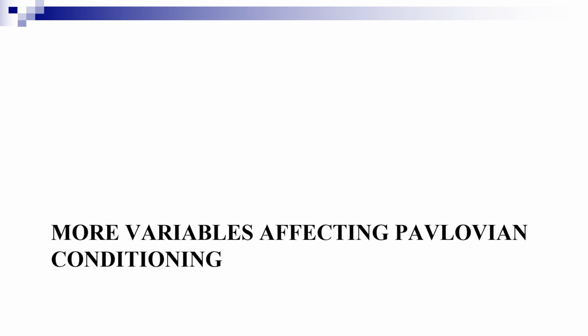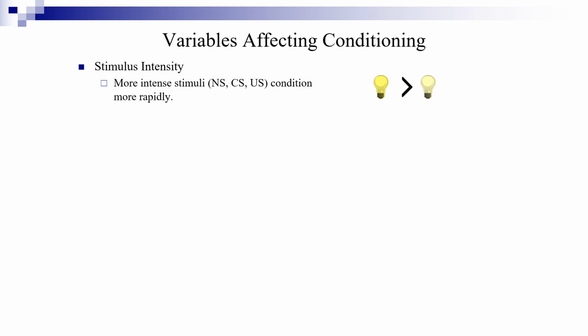Now, more variables that affect Pavlovian conditioning. The first thing we can look at is stimulus intensity. In general, we would say more intense stimuli condition more rapidly. So, for example, light bulbs, if we're using those as a neutral stimulus that will become a conditioned stimulus, a brighter light bulb will probably condition more rapidly than a duller light bulb. However, we do have to keep in mind that extremely intense stimuli that interrupt learning or cause pain will have the opposite effect. So you don't want anything that's too intense that actually hurts the subject.